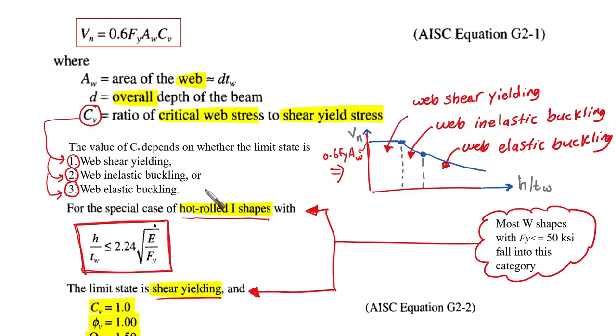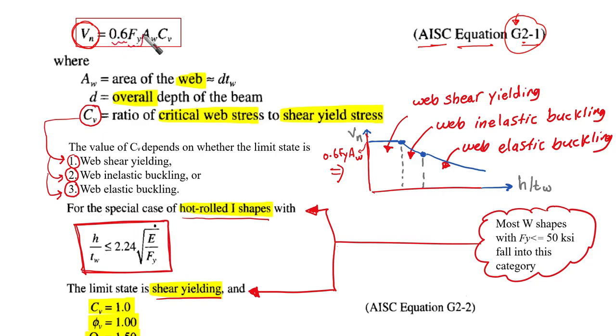Okay, and based on AISC equation G2-1, please stop the video and go to the manual specification. This is in the specification, chapter G, section 2-1, and look at this equation. Now, you're going to find that the specification provides for us the nominal shear strength, very similar to what we have said before.